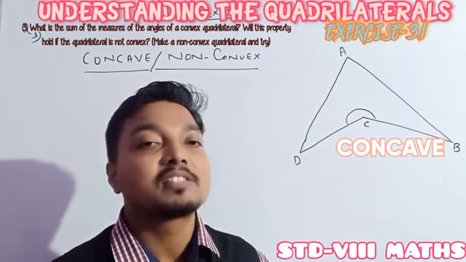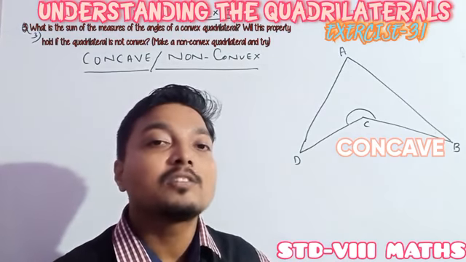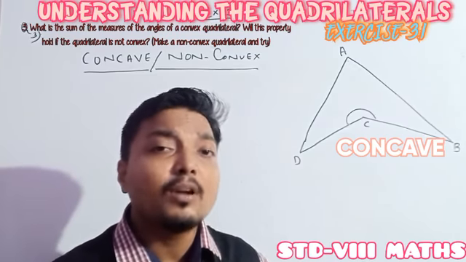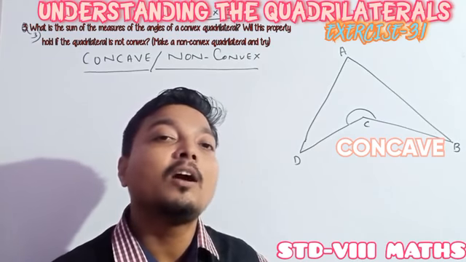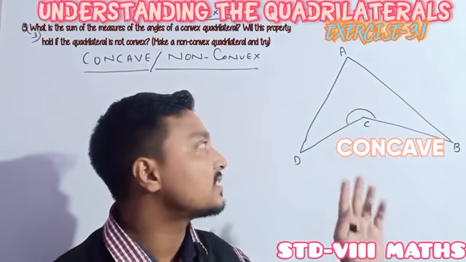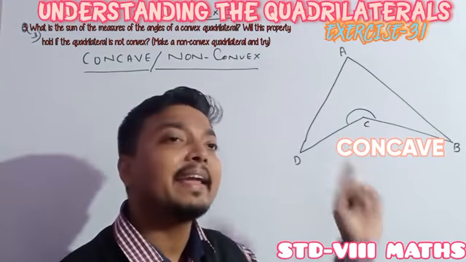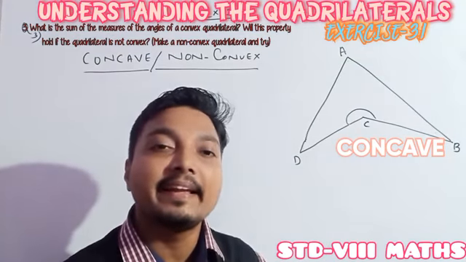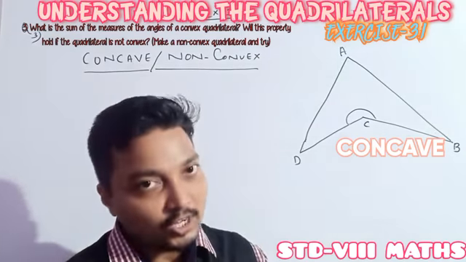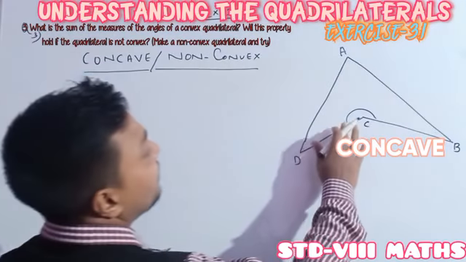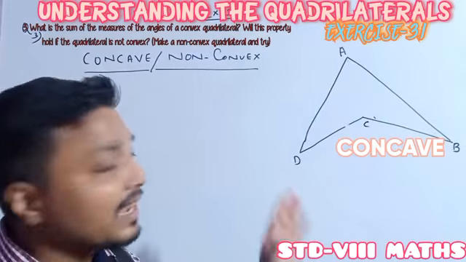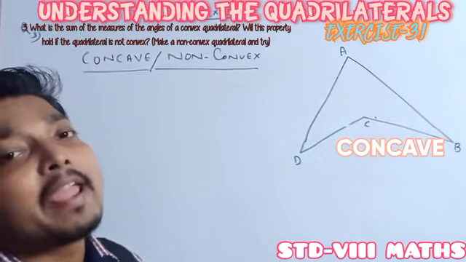Previously it was said to you, whenever at least one of the angle measures of any polygon is more than 180, then we call that polygon a concave polygon. And here it is a quadrilateral whose at least one angle is more than 180 degrees. That quadrilateral we can call a concave quadrilateral. Understood? See, this angle is more than 180 degrees, for which it is called a concave quadrilateral, otherwise non-convex.